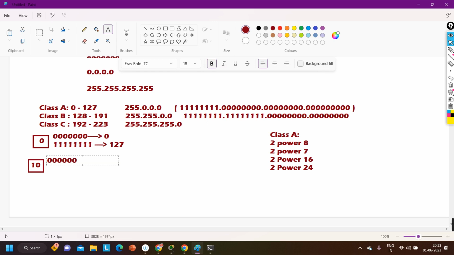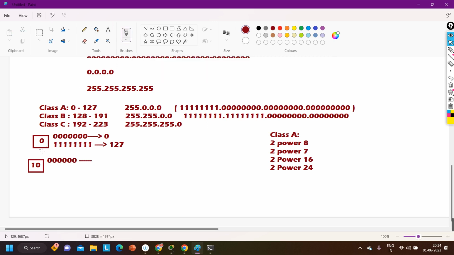Can you please go over that again? Because I don't understand the calculation of those bits and the 2 power 7, whatever. Do you know binary to decimal? You know, brother, binary to decimal? Yeah, I want to understand that as well.